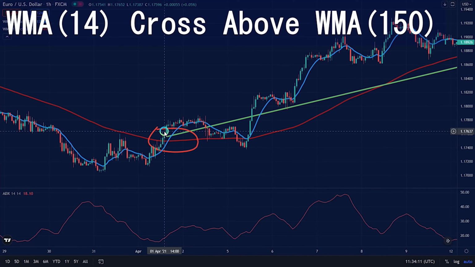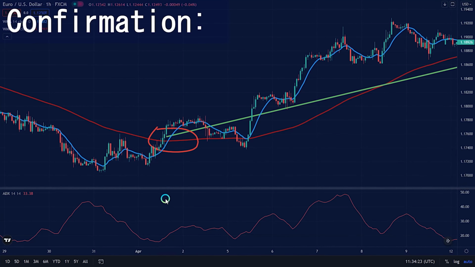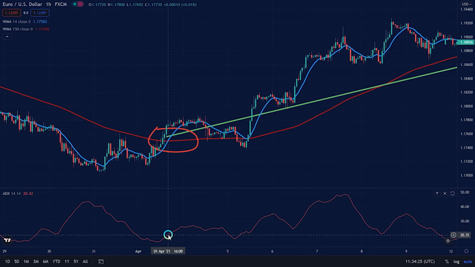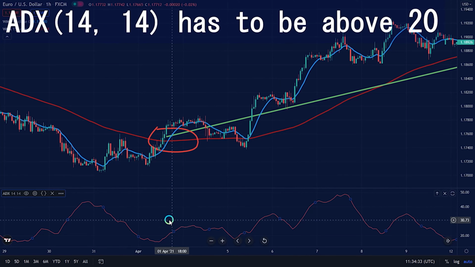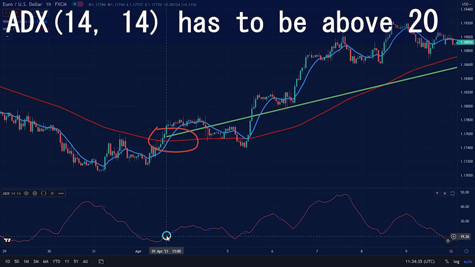And now we have a second condition that is just a confirmation that I gathered from the algorithm that I optimized the strategy with, and that is that when the crossover happens, the ADX, the 14 period smoothing and 14 period length ADX, has to be above just 20. And fortunately here it is just above 20, so we can actually take the trade.